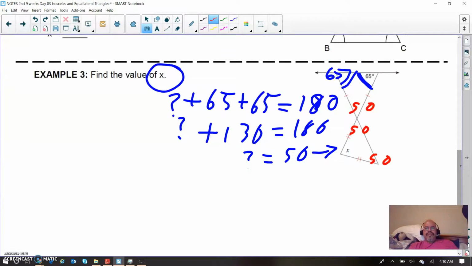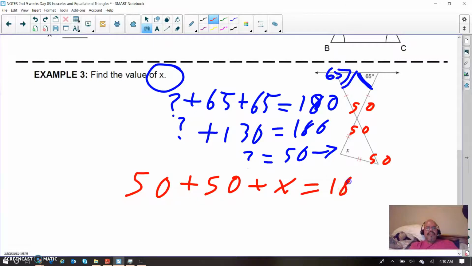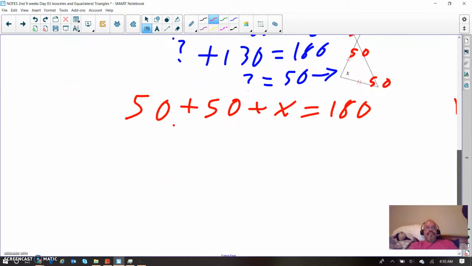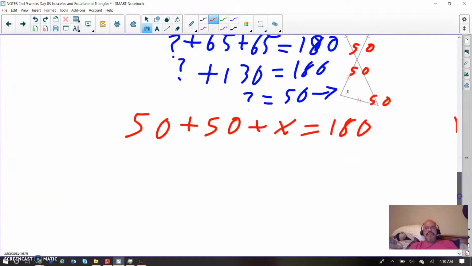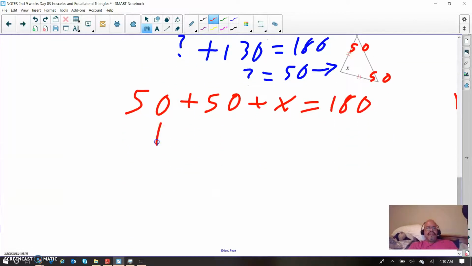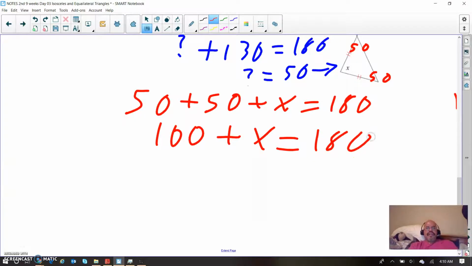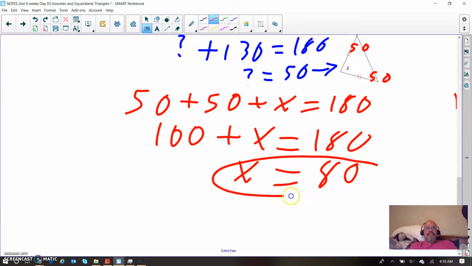Since we have these two angles, that's going to be 50 plus whatever x is, which is equal to 180. Well, let's see. 50 plus 50 is 100. Oh, don't know why it does that. Every so often it just does something really crazy, kids. So it's 100 plus x equal to 180. Subtract 100 from both sides, so x is equal to 80. So that is our final answer on this.